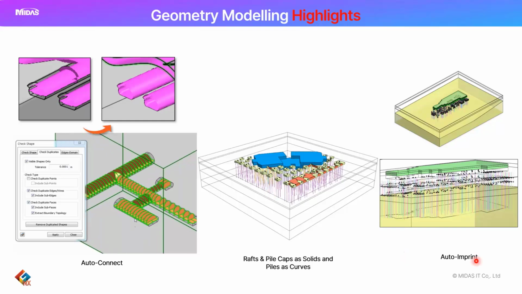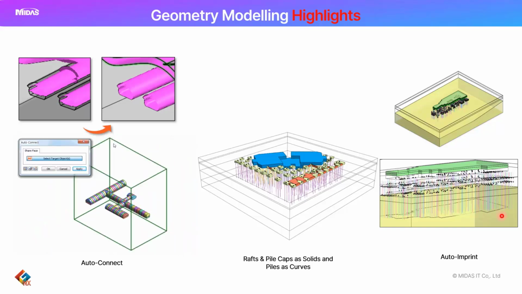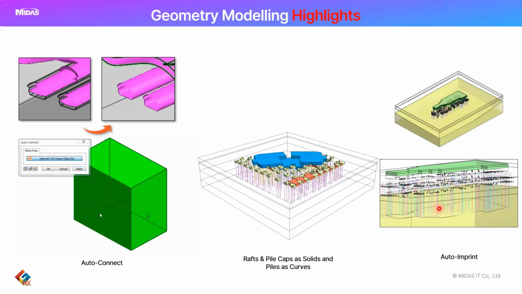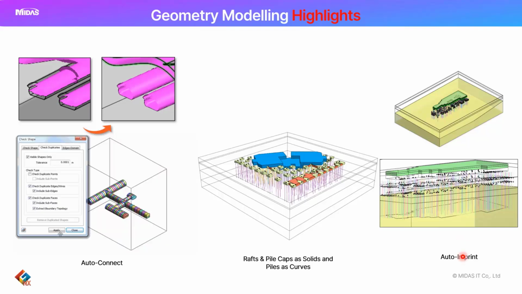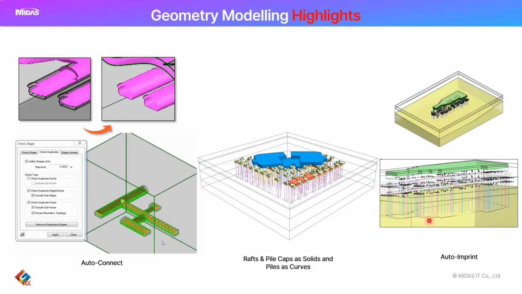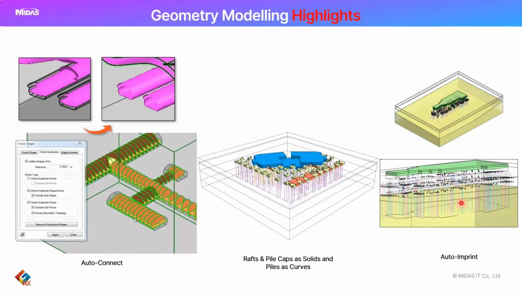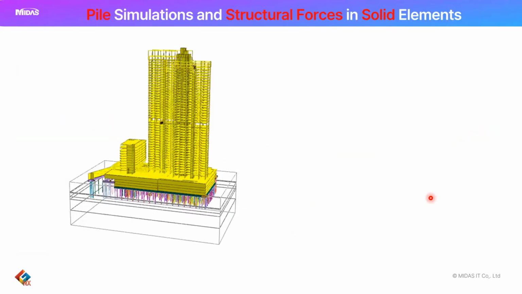Suppose you have hundreds of piles in the model, and these piles should be in contact with each soil layer. We can simply use the imprint option, wherein we select all the piles, and then we select the soil layers and use the auto imprint. The software will make sure that the pile is connected to each soil layer. It's like imprinting a 1D element, which is the curve, onto a 3D solid geometry. This kind of feature will be very much helpful when you are dealing with the piles. Then, in terms of pile simulations, we have various methods, right?